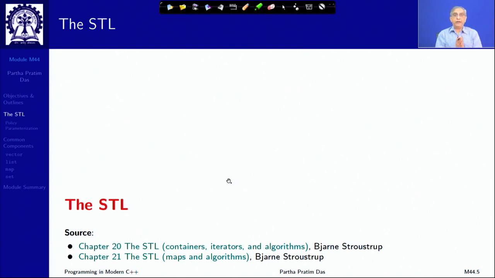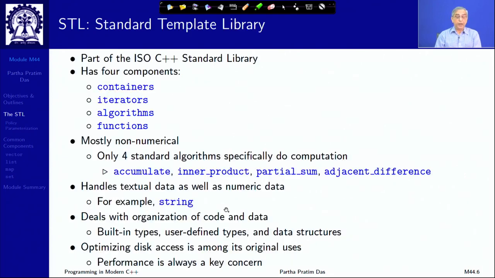So, first let me formally introduce STL, standard template library, and it is customary to call it the STL. You will soon realize why. STL is a part of ISO C++ standard library. STL as such has 4 components: containers, iterators, algorithms. We have talked about these 3, and functions, which are basically function objects.